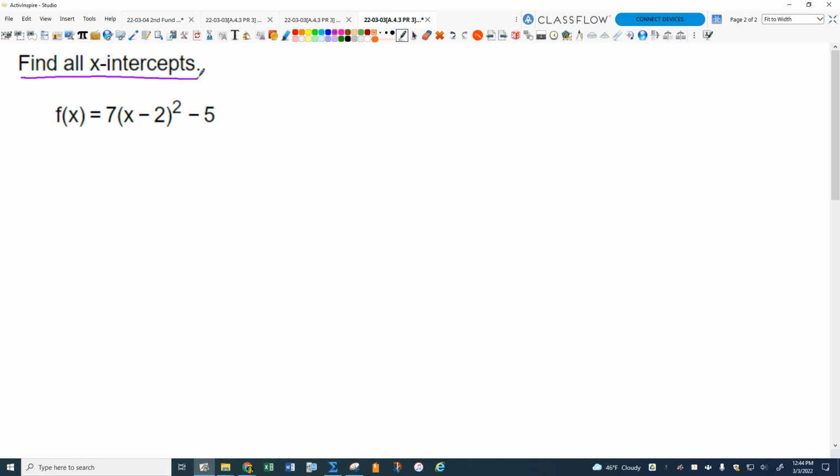I can't distribute the 7 because this is being squared, and I don't want to do that anyway. I've got a single x I can point to, but the problem is I don't have this equal to a number on the other side. How come?